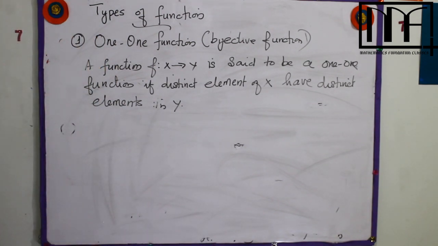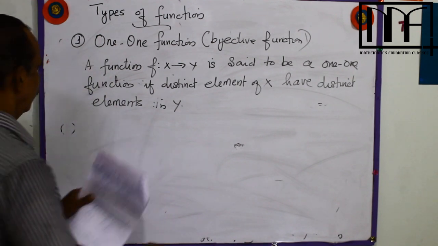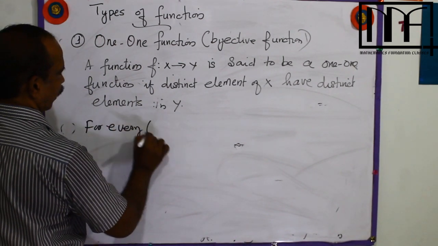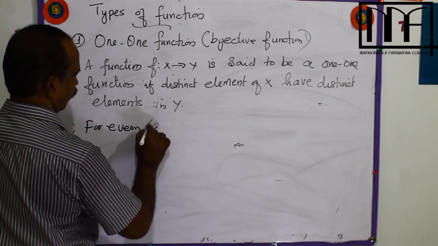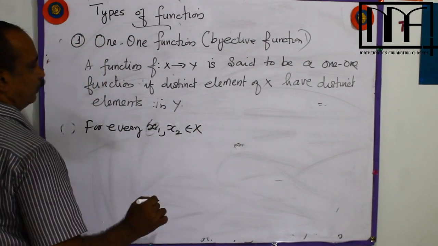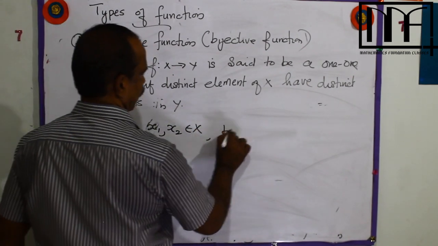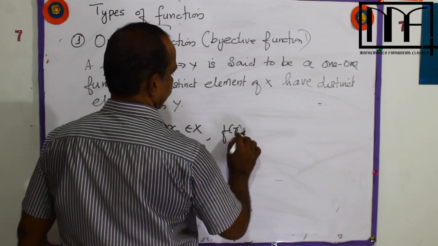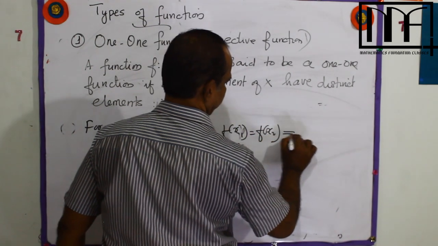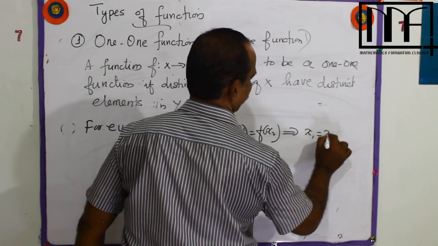Distinct elements of X have distinct elements in Y, which means for every x1, x2 belonging to X, f(x1) equal to f(x2) implies that x1 equal to x2.